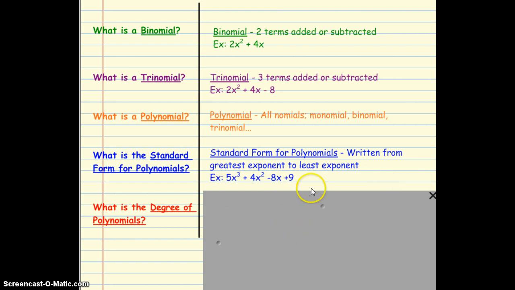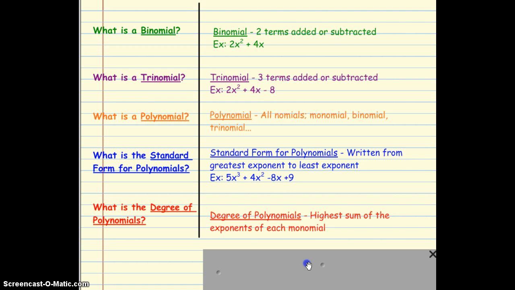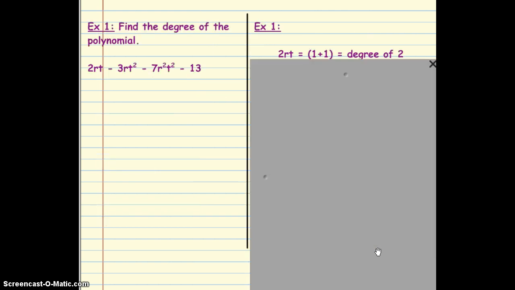So this is the standard form of a polynomial, and if you take a look at the exponents, this one has an exponent of 3, this one is exponent of 2, this one has an exponent of 1, even though it's not written, and then this one doesn't have an exponent at all. So they're written in descending order. Second thing we're going to talk about is the degree of polynomials. And the degree is the highest sum of the exponents of each monomial. And I'll show you that in an example next.